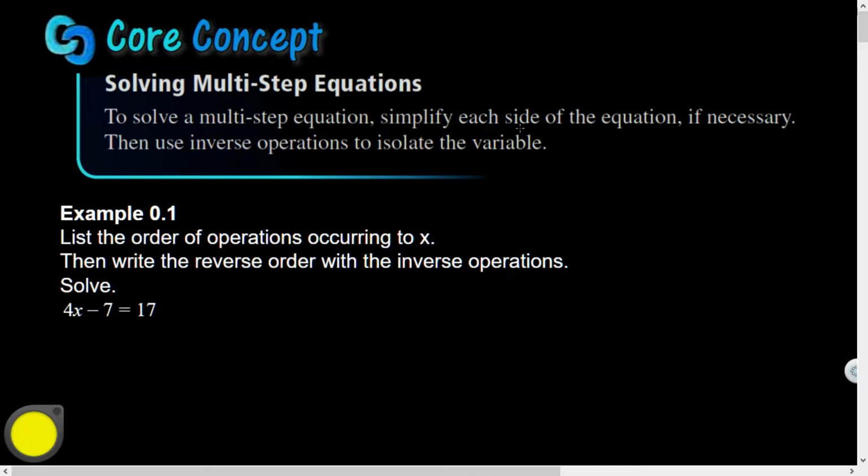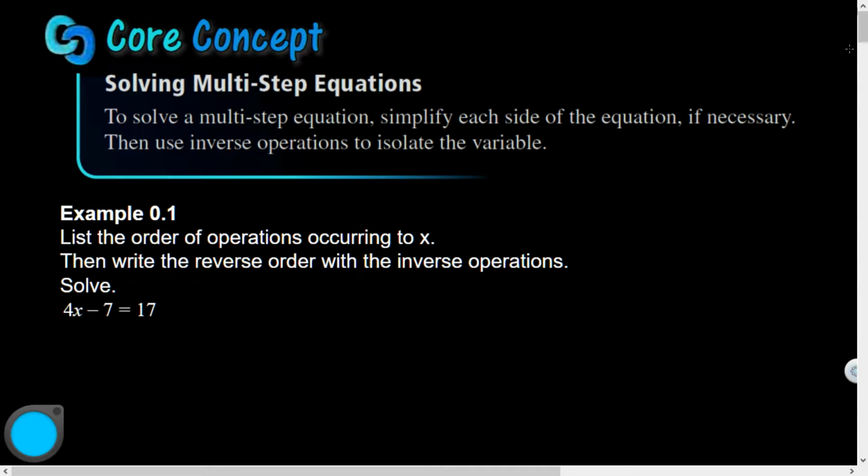Today, we were talking about solving multi-step equations. And here they say to solve a multi-step equation, meaning there was more than one operation going on, we are going to simplify each side of the equation, if necessary. That might be combining like terms, which me and my buddies just practiced with Sal Khan, khanacademy.org, and then use inverse operations to isolate the variable.